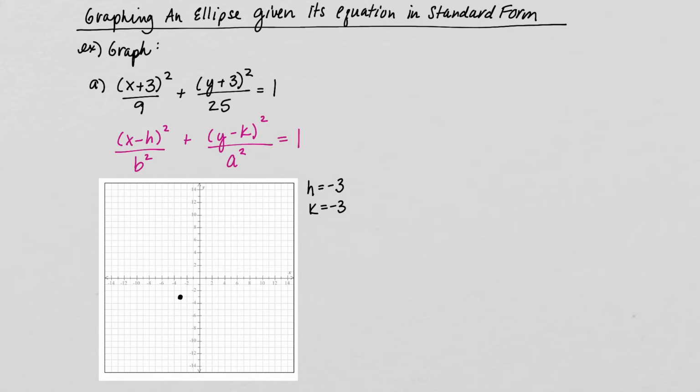And then the other thing to realize is that there's a 25 on the bottom of the y. And so 25 is the same as 5 squared, so that means we're going to go 5 in the y direction. So remember, the y direction is vertical, so we're going to go up 1, 2, 3, 4, 5, and we're going to go down 1, 2, 3, 4, 5. And so we're going to put dots at those two places.